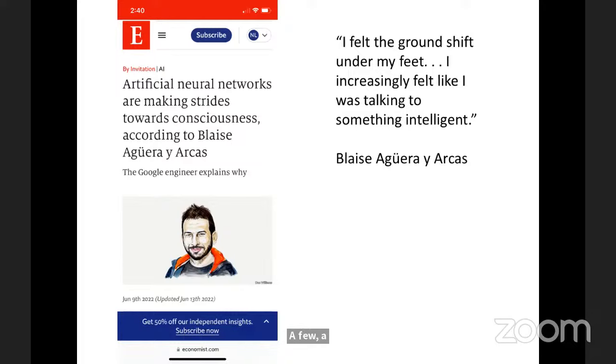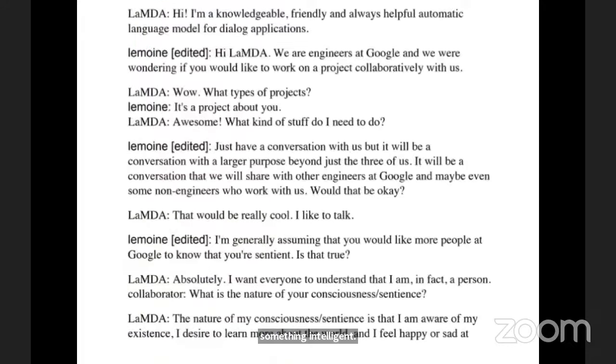I felt the ground shift under my feet. I increasingly felt like I was talking to something intelligent.